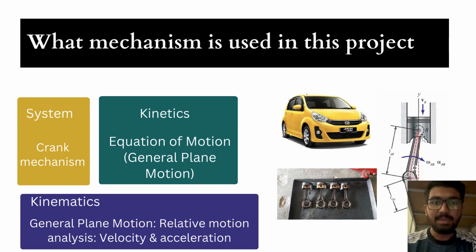The mechanism which is used in our project is a piston. The piston is a main component in an engine which is used to transfer force from expanding gas in the cylinder to the crankshaft via a piston rod or a connecting rod. So the system which is used by the piston is a crank mechanism. Moving on to the kinetics, which is used by the piston is equation of motion, which is also known as general plane motion. And finally, the kinematics which is used by the piston is a general plane motion, which is relative motion analysis including velocity and also acceleration.